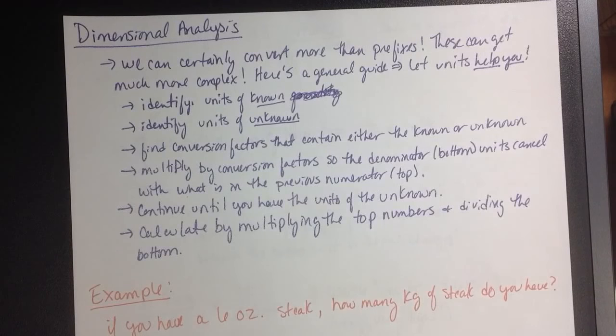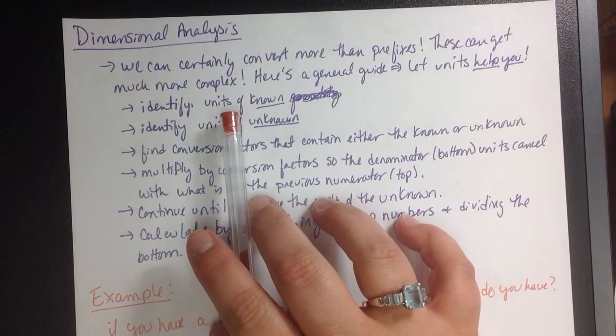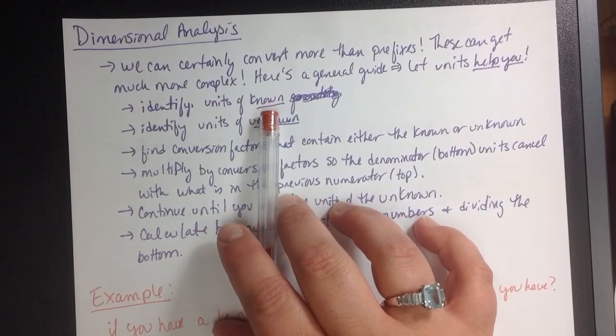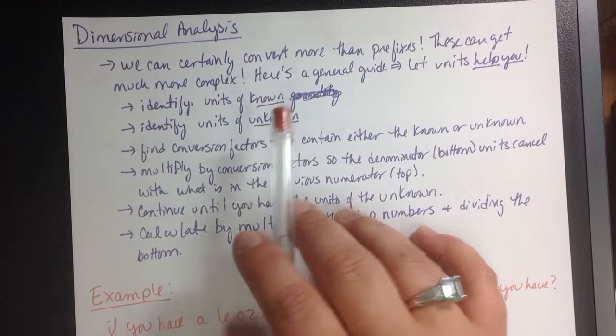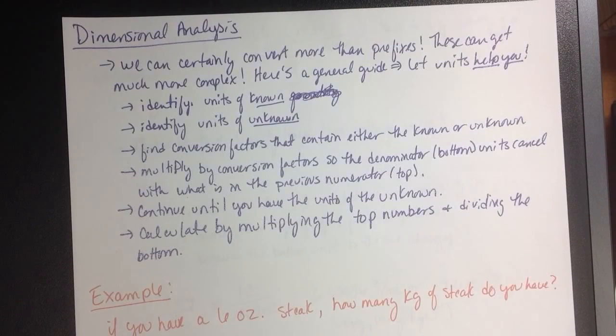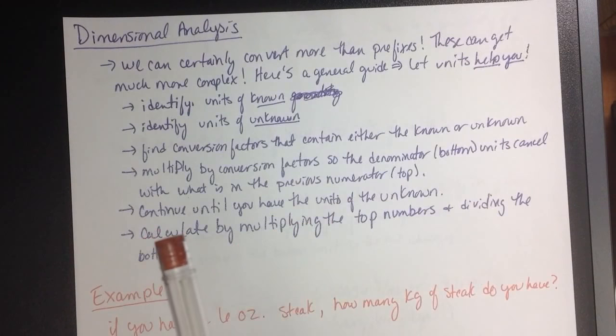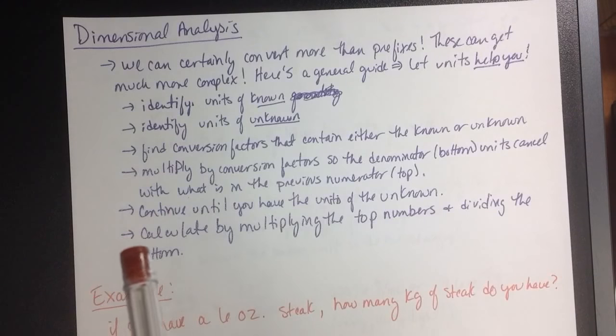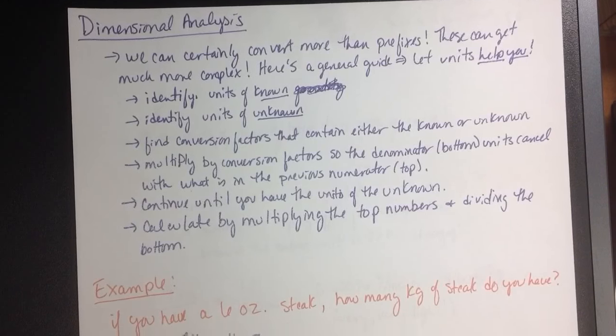It is so much easier if you start with what you have and figure out where you're going. You find the stuff that goes in between or anything that will help you relate where you're coming from and where you're going to. And then you multiply the conversion factors so that whatever is on the top of one number is on the bottom of the next one. They just keep canceling out, okay? You continue until you have your unknown, and then you calculate by multiplying everything on the top and dividing everything on the bottom. So we forget that sometimes.